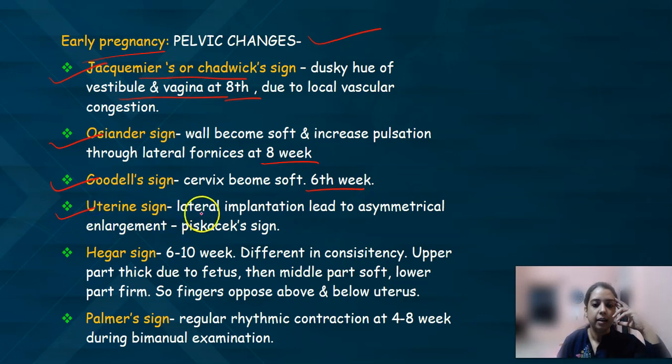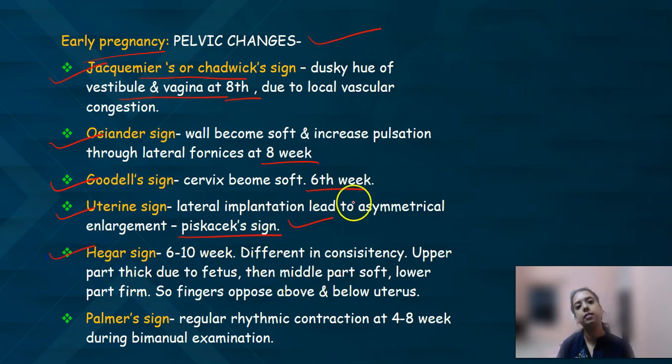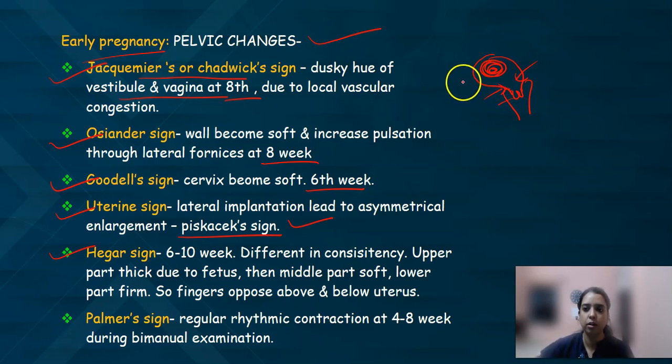Then uterine signs. One of them is Piskacek's sign. Piskacek's sign is when there is lateral implantation of the baby, then you will see asymmetrical uterine enlargement, called Piskacek's sign. Hegar's sign occurs because there is a difference in uterine consistency. Now this is the uterus with the baby implanted in it. Here it is firm because the baby or gestational sac is there. The cervix is comparatively firm. It is soft, but firm compared to the uterus, and the middle part is empty. So because of this different consistency, your fingers tend to insinuate in the middle of the uterus, but not above and below. This gives rise to Hegar's sign.